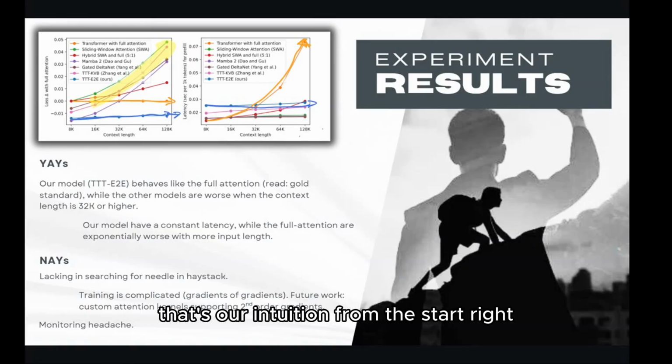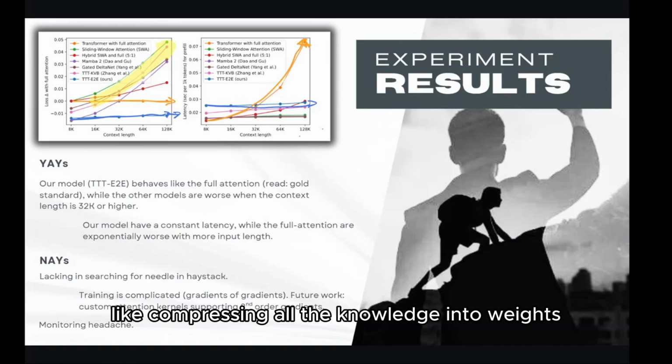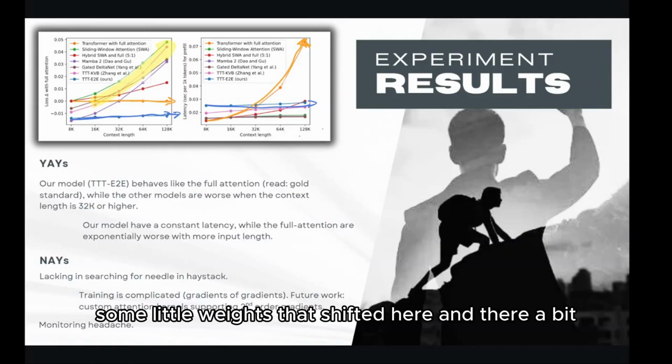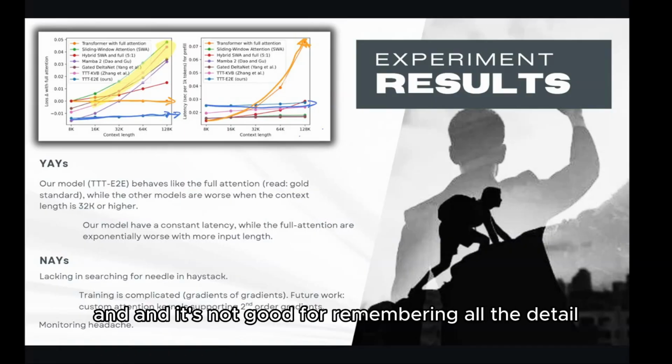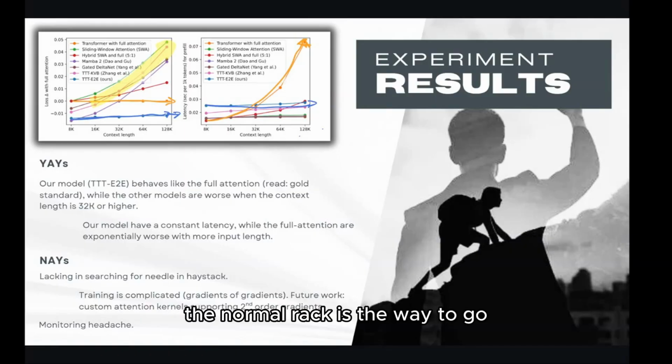And that's also what we have thought from the start. That's our intuition from the start, right? This model is really compressing all the knowledge into weights, some little weights that are shifted here and there a bit, and it's not good for remembering all the detail. For that, the normal RAG is the way to go.